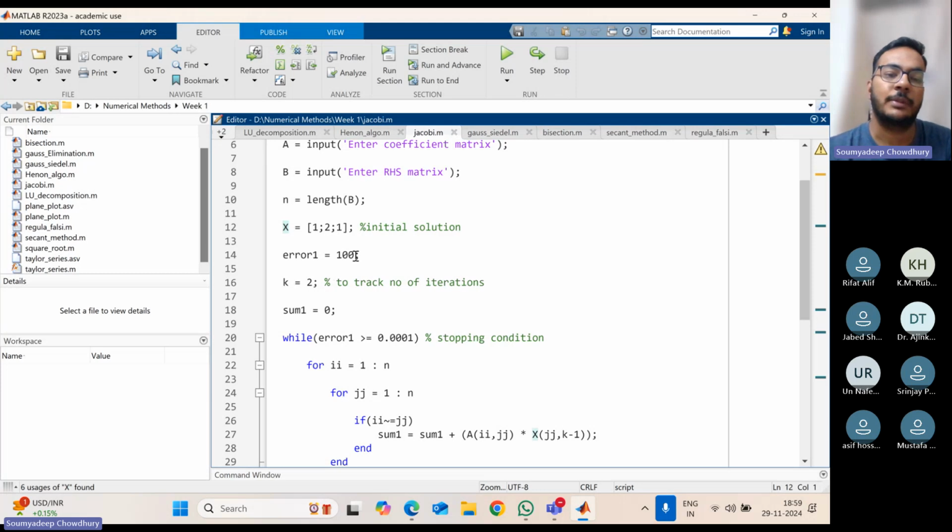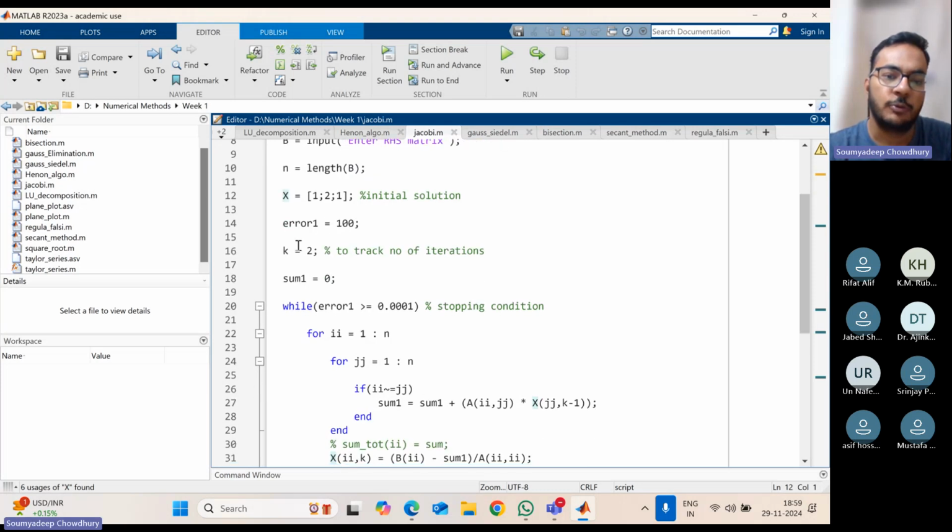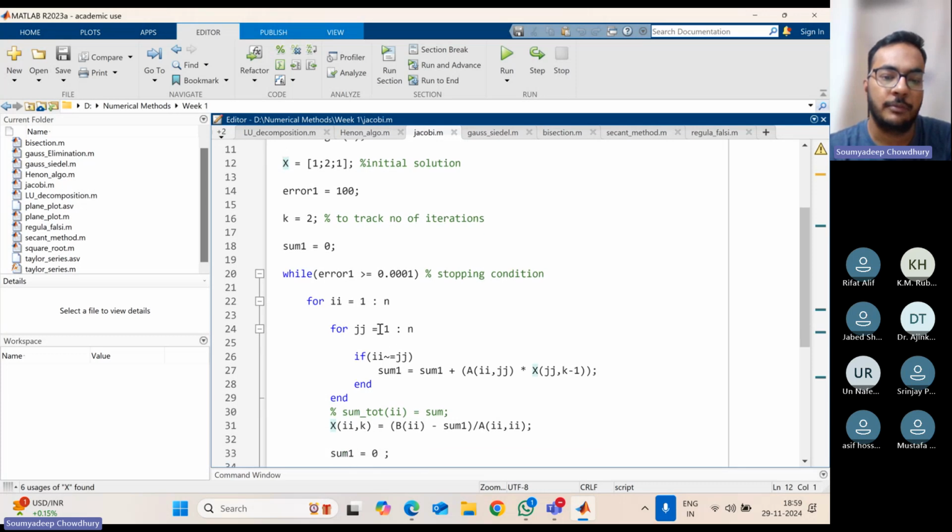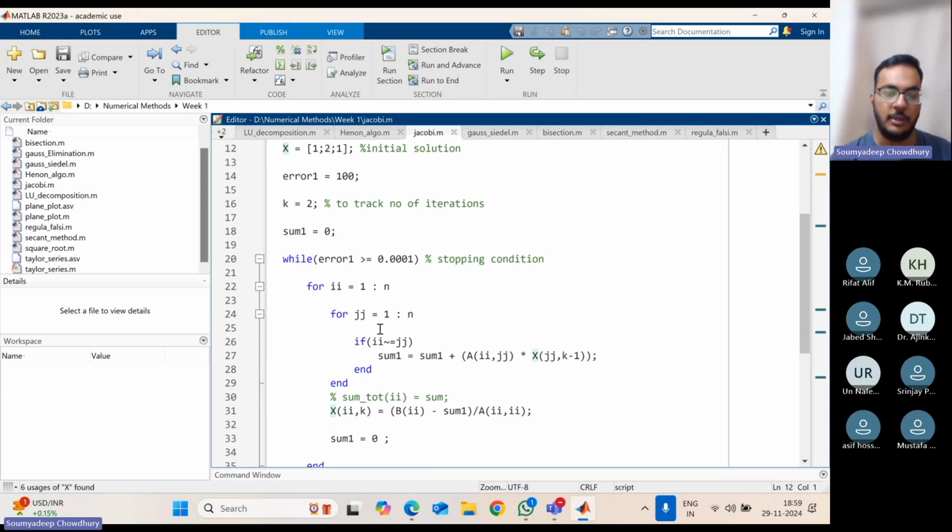Then for the error value, you can take any initial value larger than the tolerance value, so that the control goes inside the loop for the first time at least. And k is 2 here, we have taken to track the number of iterations. Similarly, for the sum, i equals 1 to n, i not equals to k, in order to find that term, we have taken that sum1 variable. So now we are giving a while loop, till the error is greater than or equal to 10 to the power minus 4. This is the stopping condition.